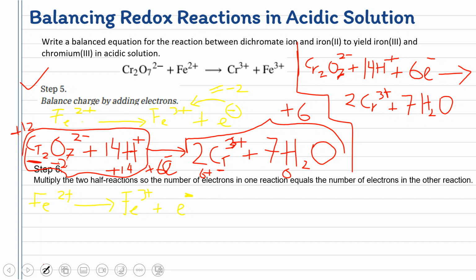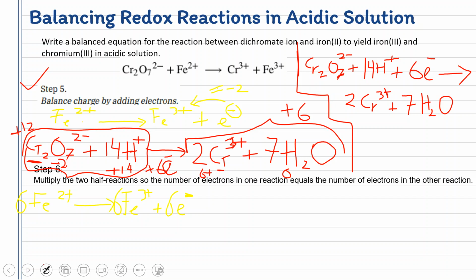Now, what are we going to do? Multiply by 6, just because the rule says that the number of electrons in one half reaction should equal the other. The other half reaction has 6. So let's multiply everything in this half reaction by 6. We multiply this by 6, this by 6, and this by 6. Great. Now the number of electrons are equal.